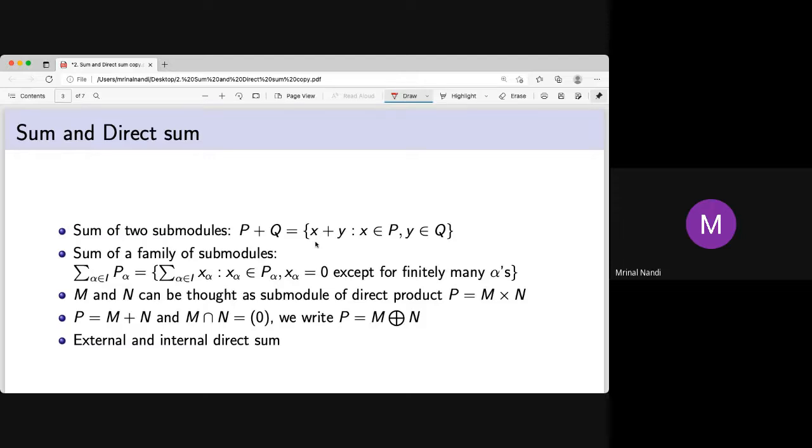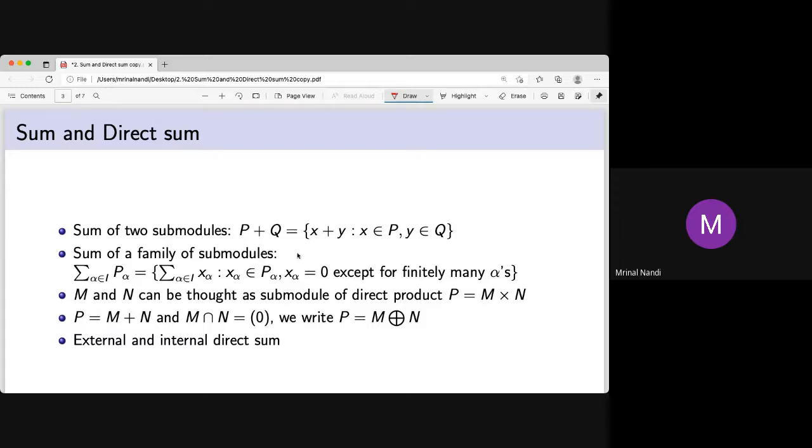So x1 plus x2 is in P, because P is a submodule, and y1 plus y2 is in Q, because Q is a submodule. So it is some element in P plus some element in Q. So the addition and the sums would be in P plus Q. So it is a submodule. Similarly, the scalar multiplication.